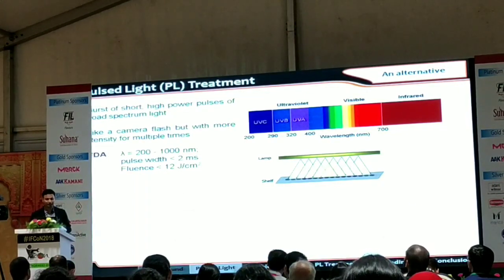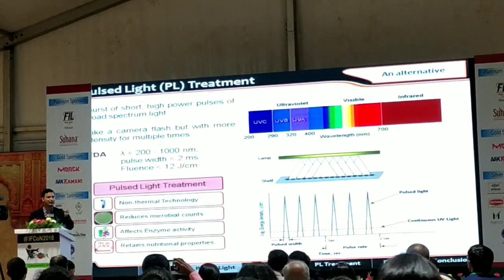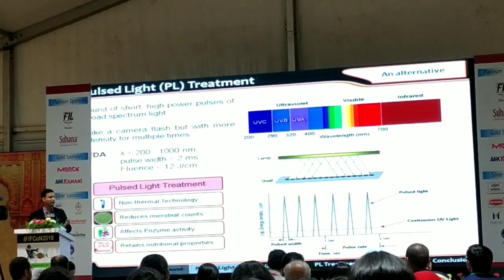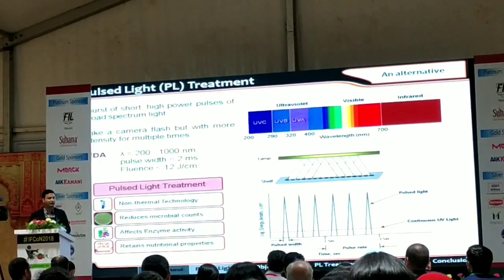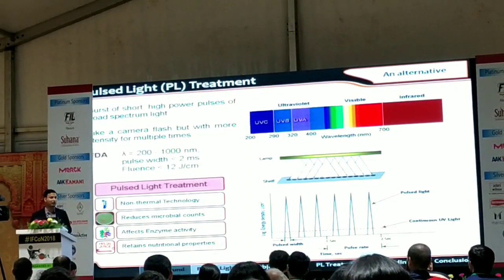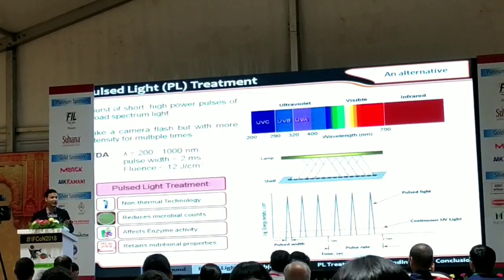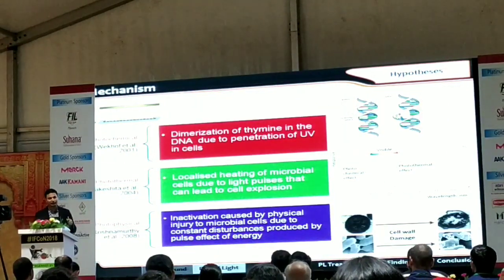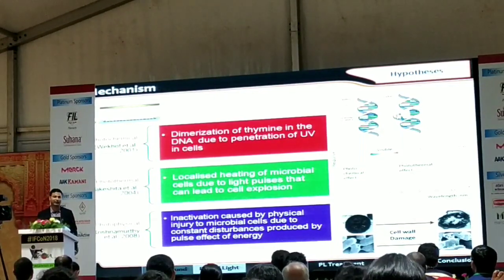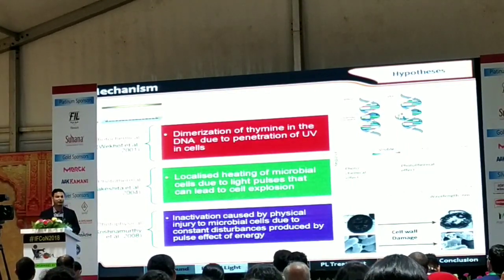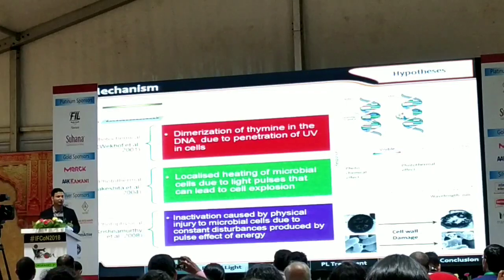So if we summarize, the concept of pulsed light is that it is a non-thermal technology, as the temperature increase during the treatment is not more than 20 degrees, as we have recorded so far. It has the potential to reduce the microbial load, it can affect enzyme activity, and it also retains the nutritional profile. These are the hypotheses as well as experimental proof. Now, if we briefly summarize the mechanism of pulsed light technology, inactivation of the microorganism may happen in three different pathways: photochemical, photothermal, and photophysical.